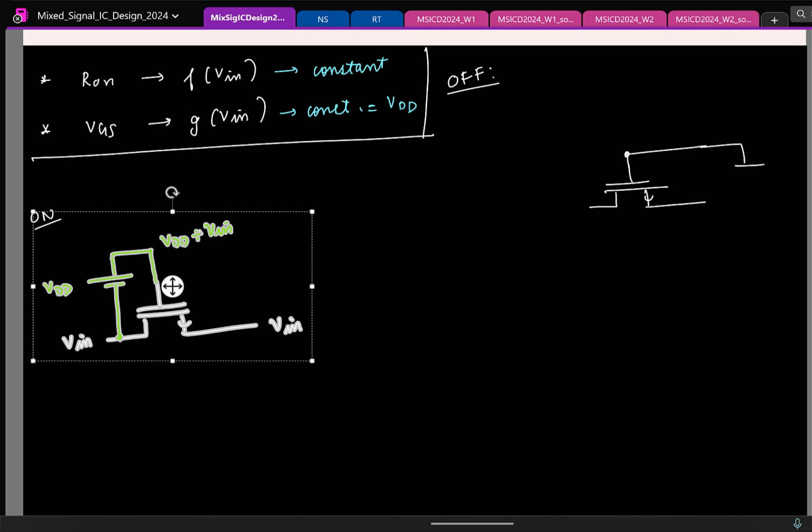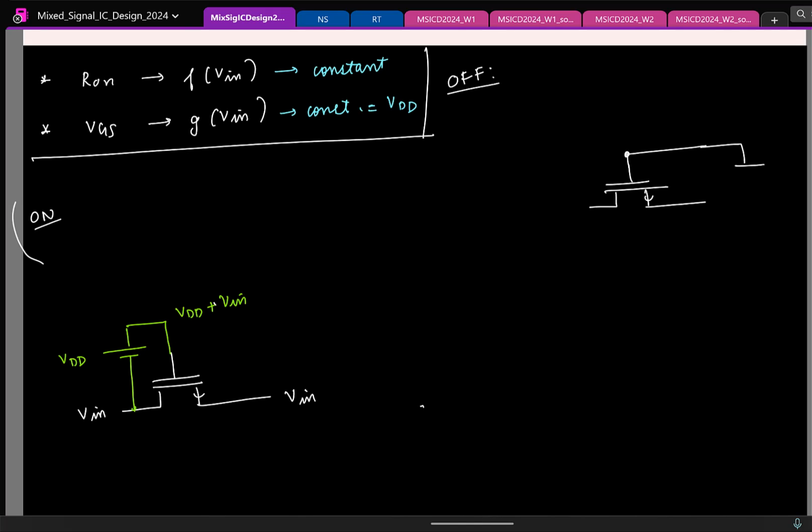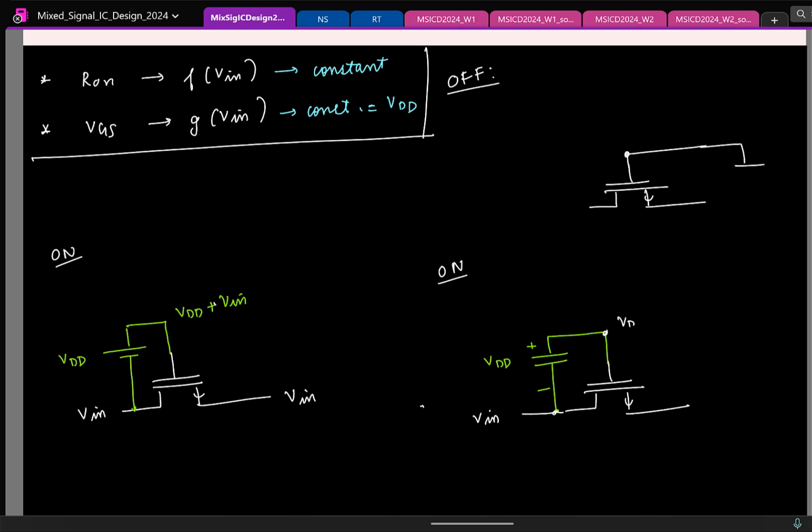Let me redraw this here. So when it is on, I want it to be like this. I have this and put a capacitor charged to VDD. So then this will be VDD plus Vin.